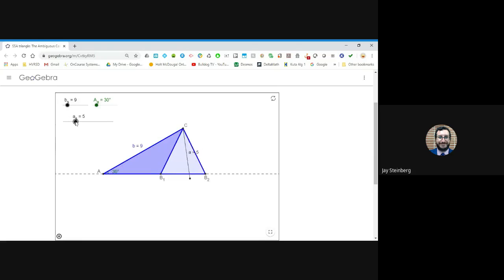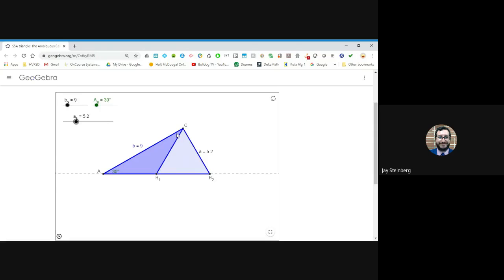I can increase it in such a way that now look what happens. It hits that bottom line, this point at the end of this length. It hits the bottom baseline in 2 locations. And I can try to pause it exactly when it does that. This is still a small side, long side, and angle. What you'll notice is that there are 2 values for the angle of C.